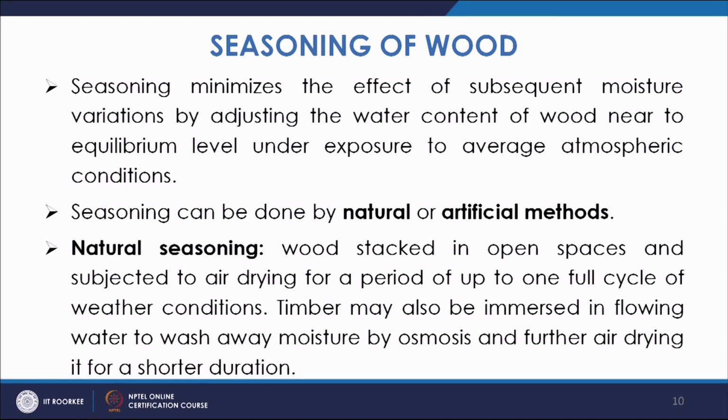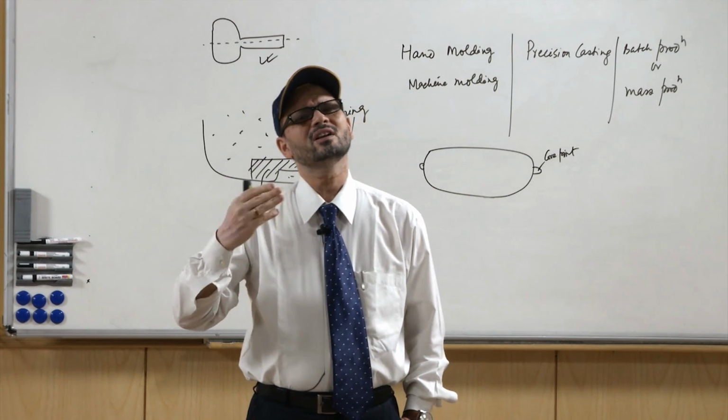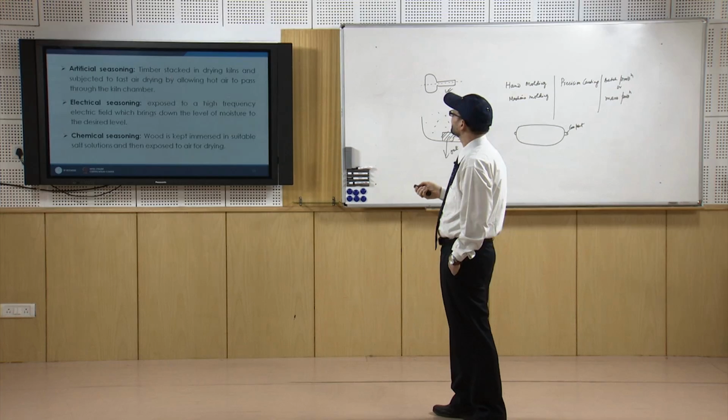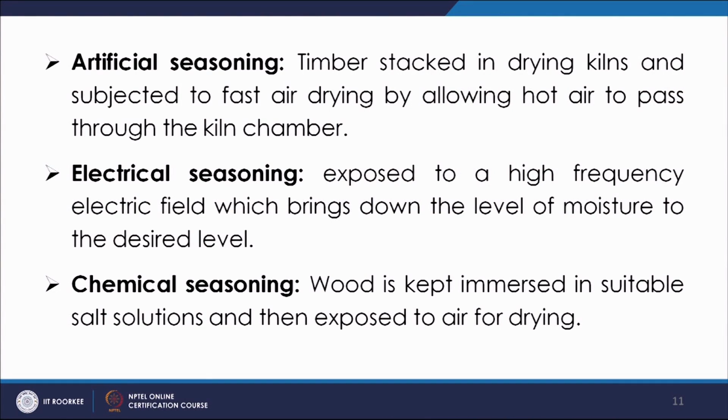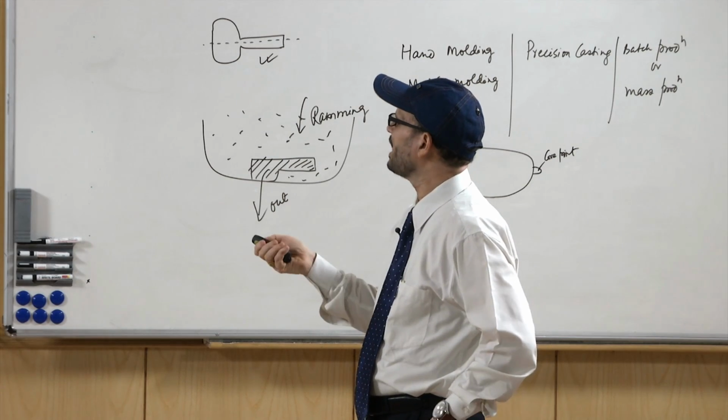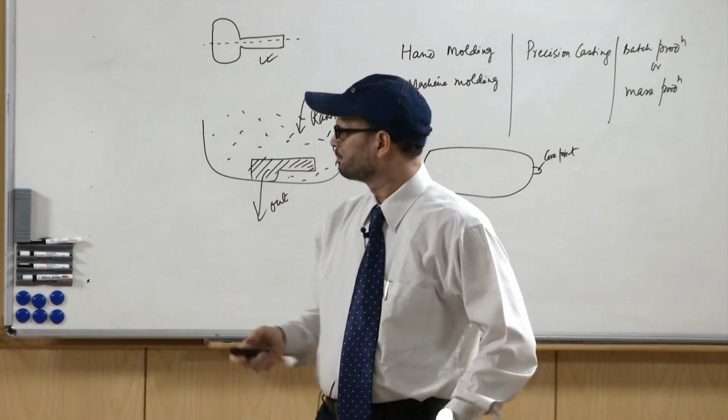There are even artificial methods of seasoning. In artificial methods, timber is stacked in drying kilns and subjected to fast air drying. So, they are fast methods which do this at a faster rate. Hot air will be passed and it will be done quickly.